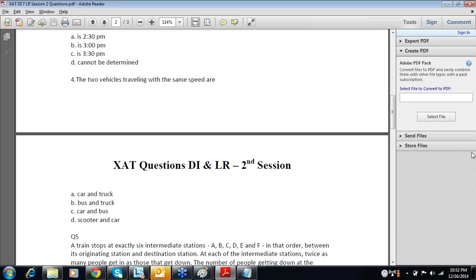Everybody clear? You need to understand this question, because this is the type of question which you can expect in a ZAT examination. It's a basic question. It does not involve a lot of mathematics, but it involves a lot of logic.